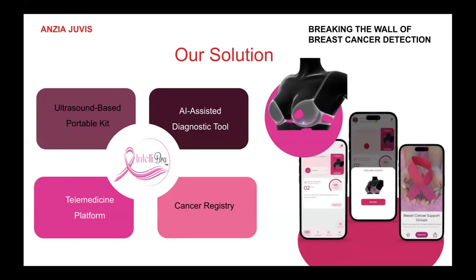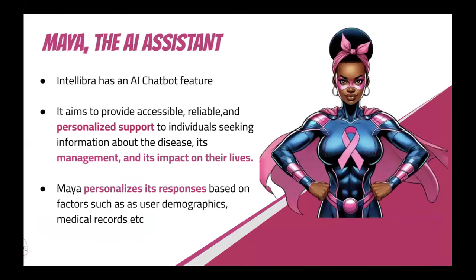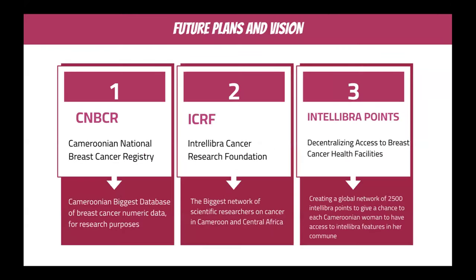IntelliBra is basically an ultrasound-based portable device with an AI-assisted diagnostic tool, a telemedicine platform, and a cancer registry to help early detection of breast cancer and screening in remote areas. Because here in Cameroon, for example, the screening capacities available cover only about 19% of the current needs. We also have a virtual assistant we have named Maya, basically a chatbot that permits you to interact, ask questions, and raise awareness on breast cancer.